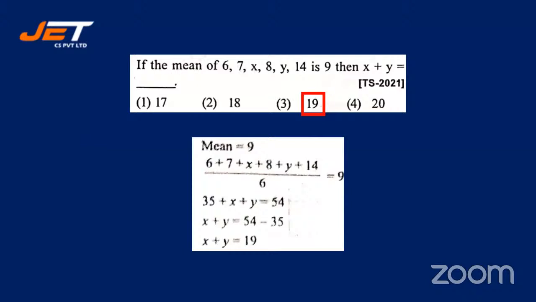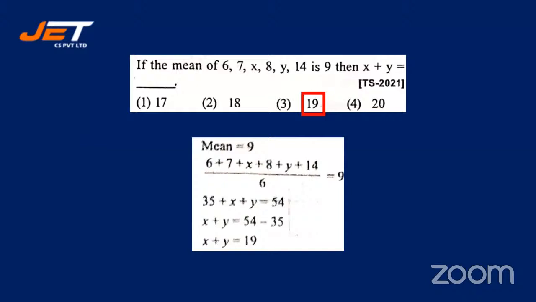See the next question. If the median of 6, 7, x, 8, y, 14 is 9, then what is x plus y? Since you have the variables x and y, it is not required to arrange it in ascending or descending order. Moreover, this is mean and not median. I mistook it as median. So this is mean. You just have to add everything and divide by the number of values.